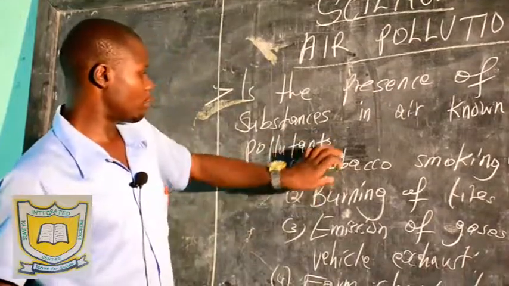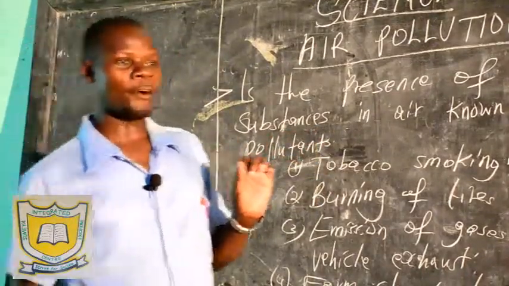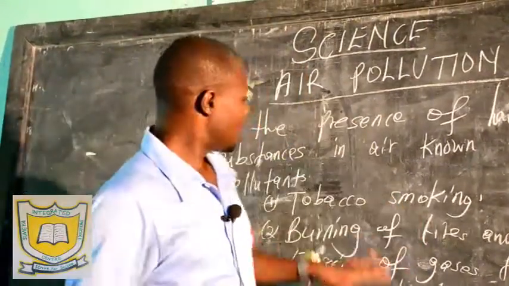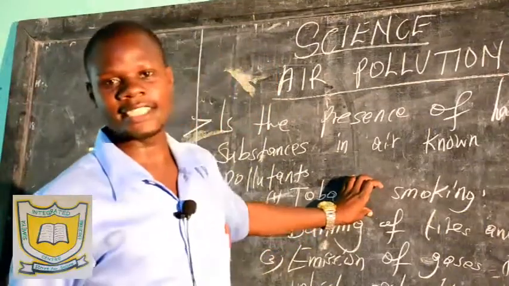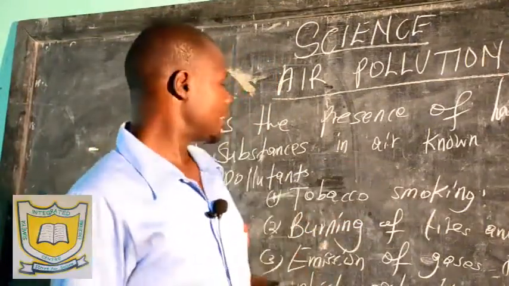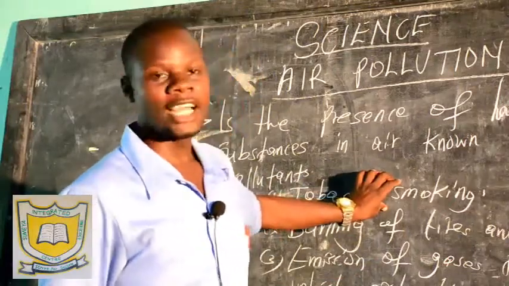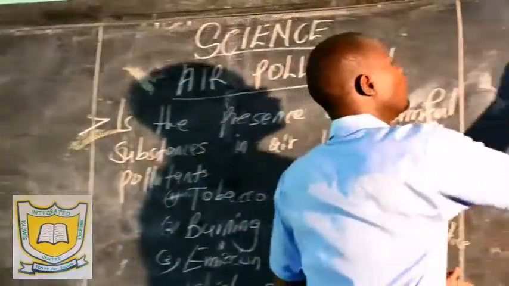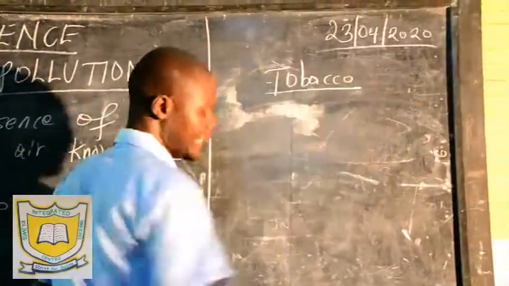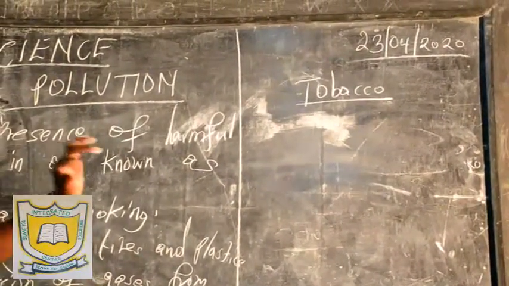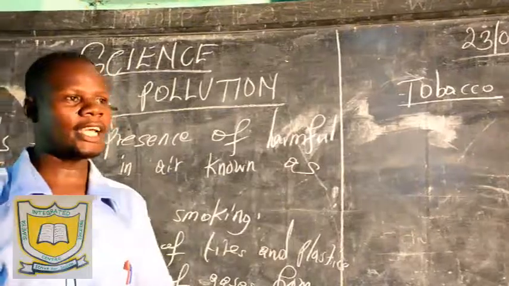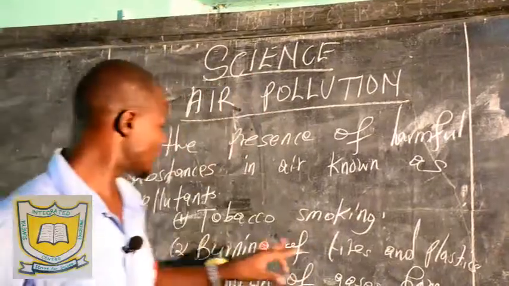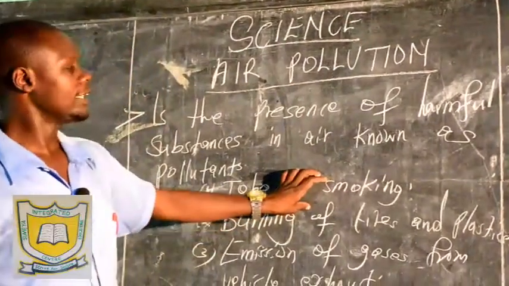Now, to start with tobacco smoking. Tobacco is one of the drugs that is mostly abused in Kenya and also other countries. You discussed tobacco under drugs in standard 7. It is still the same. The difference is now we only want to see how it can pollute the air. Tobacco smoking is taken in the way of smoking cigarettes. Most people smoke cigarettes, and this is the most common method of polluting the air.